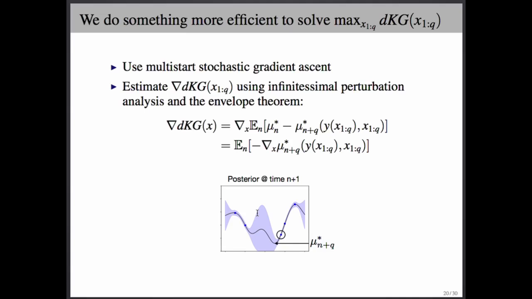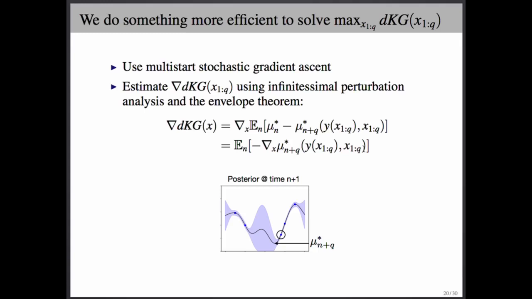We use multi-start stochastic gradient ascent, where the stochastic gradient estimator that we use is developed using two ideas. The first idea is infinitesimal perturbation analysis. This lets us exchange the gradient and the expectation operator that defines the gradient of the acquisition function. It lets us exchange these two operators to write that gradient as the expectation of the gradient of a random function. If we can efficiently sample this gradient of a random function, that will be an unbiased estimator that we can then use inside of stochastic gradient ascent.